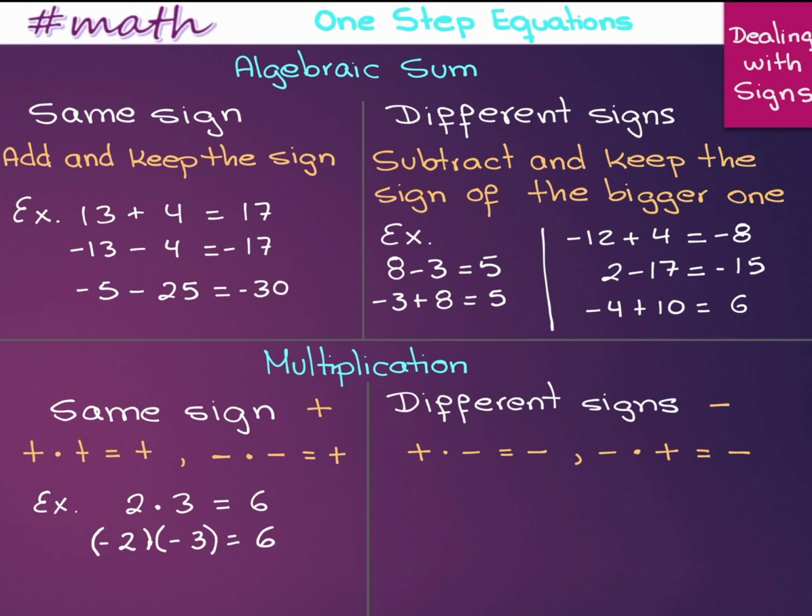One more example. Multiply negative 4 times negative 20.